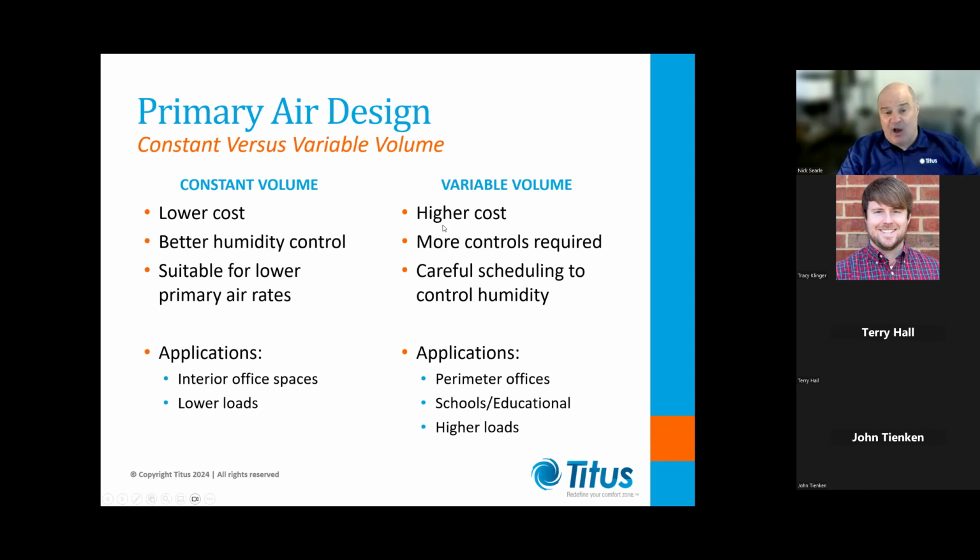Variable volume is obviously higher cost, more controls required, and more control programming required. And you need to think about scheduling to control humidity, that sort of thing. But these are sometimes used in perimeter office buildings, with very high loads. So lots of floor to ceiling glazing, that sort of thing. Maybe schools, educational facilities, and generally higher load applications.